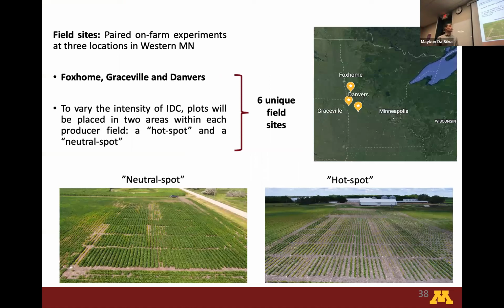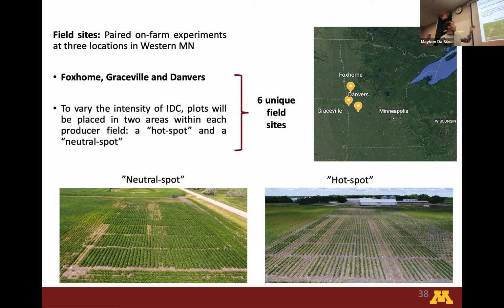To accomplish the goals of our study, on-farm paired factorial experiments will be conducted at 3 locations in western Minnesota, on soils where IDC has historically exhibited mild to severe iron deficiencies. These 3 locations are Foxham, Graysville, and Danvers.